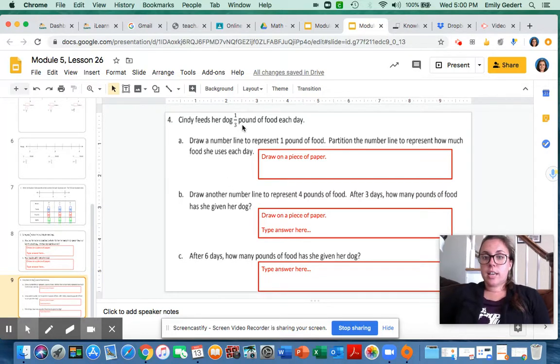Same thing with number 4, with Cindy feeding her dog. Her dog gets 1/3 of a pound of food each day. So how many days? Here you just need to draw it, and then you're going to answer down here the questions, B and C.